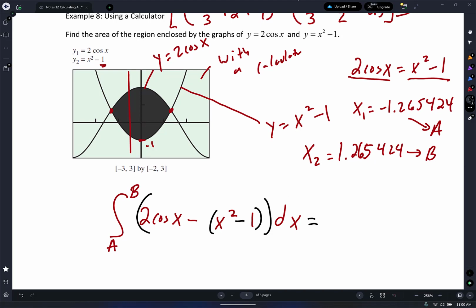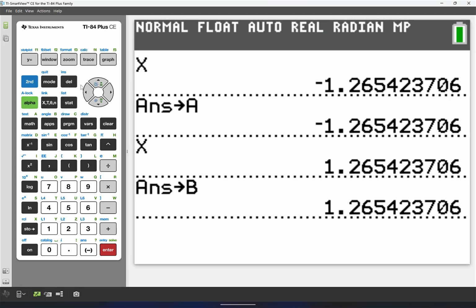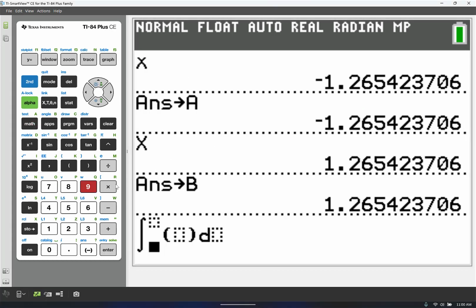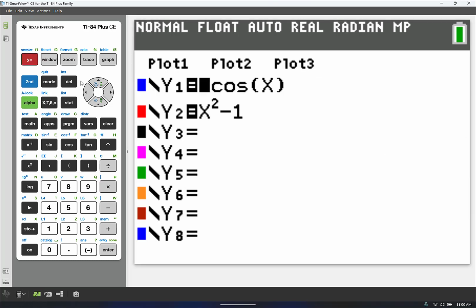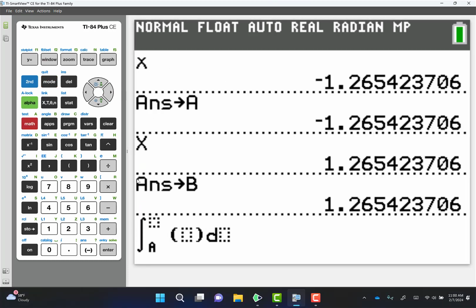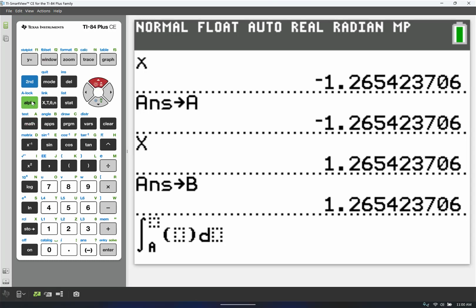Now look, be smart. You don't have to work harder. You have a calculator. I mean, yeah, you can go math 9 and then put the lower limit, upper limit. But look, we have everything stored, guys. We have it as y1 and y2. And we have the limits as a and b. So be smart. On my lower limit, I'm going to put alpha a. On my upper limit, I'm going to put alpha b.